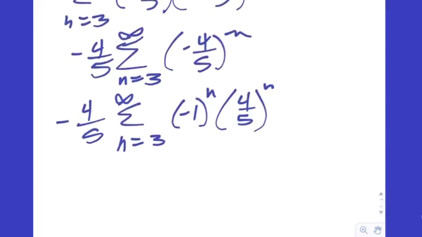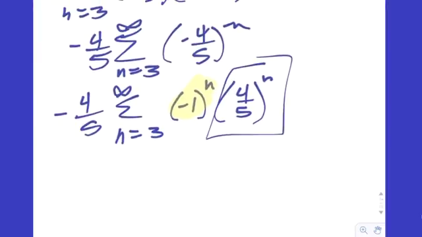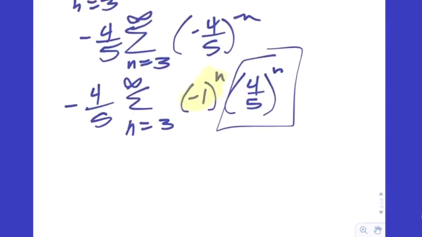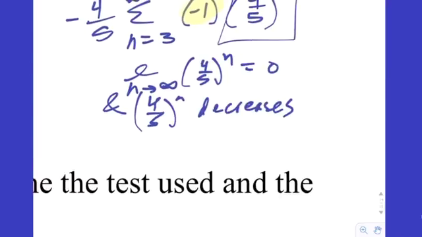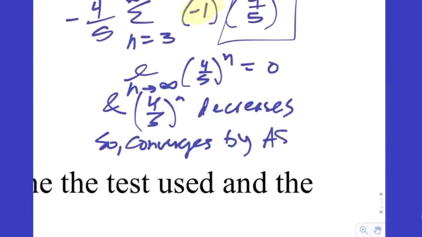That's the same thing. And now, because I have an alternator, negative 1 to the n, negative 1 to the n plus or minus 1, and of course cosine of pi n is another one, we focus just on this part, and there were two qualifications. Does this go to 0 as n goes to infinity? It does. Do the terms decrease? They do. Okay, so you would show that. You would say the limit as n goes to infinity of 4/5 to the n equals 0, and 4/5 to the n decreases. You'd have to say those two things. So we know that it converges by the alternating series test.